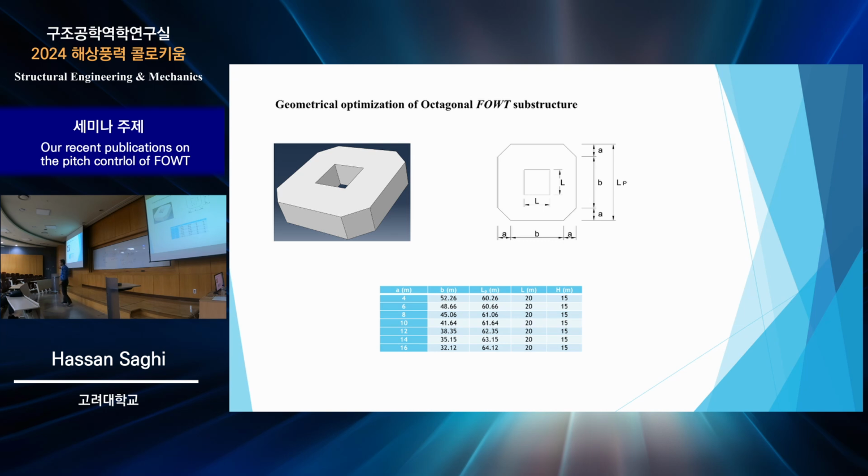Till now, we modeled only a constant geometry. We considered only one geometry for the floating offshore wind turbine substructure or barge. But here we model different cases for an octagonal floating offshore wind turbine. You can see in this figure. We defined different dimensions so that the total area, or the volume of the barge, was constant.